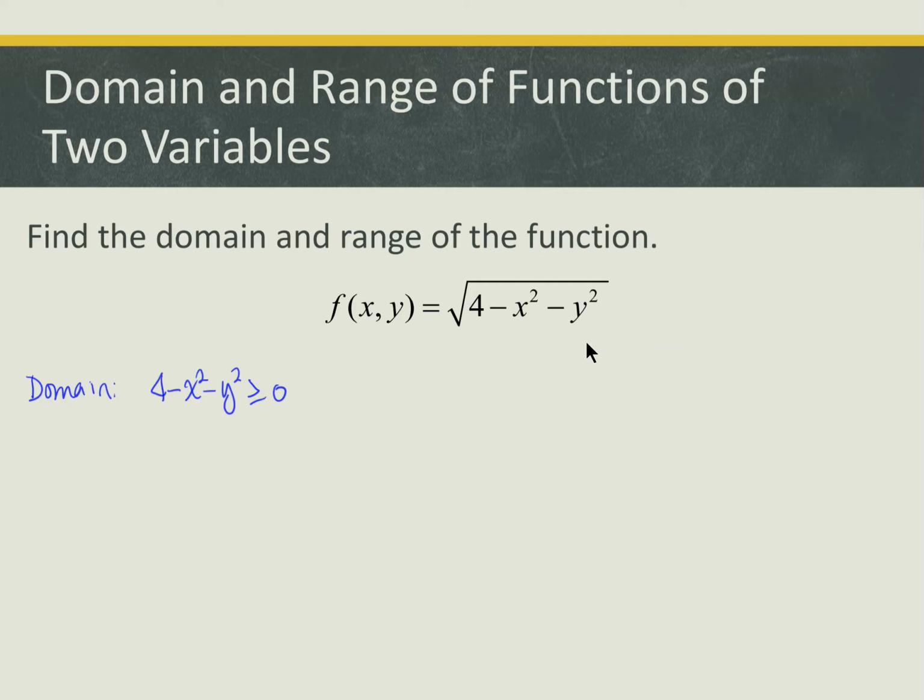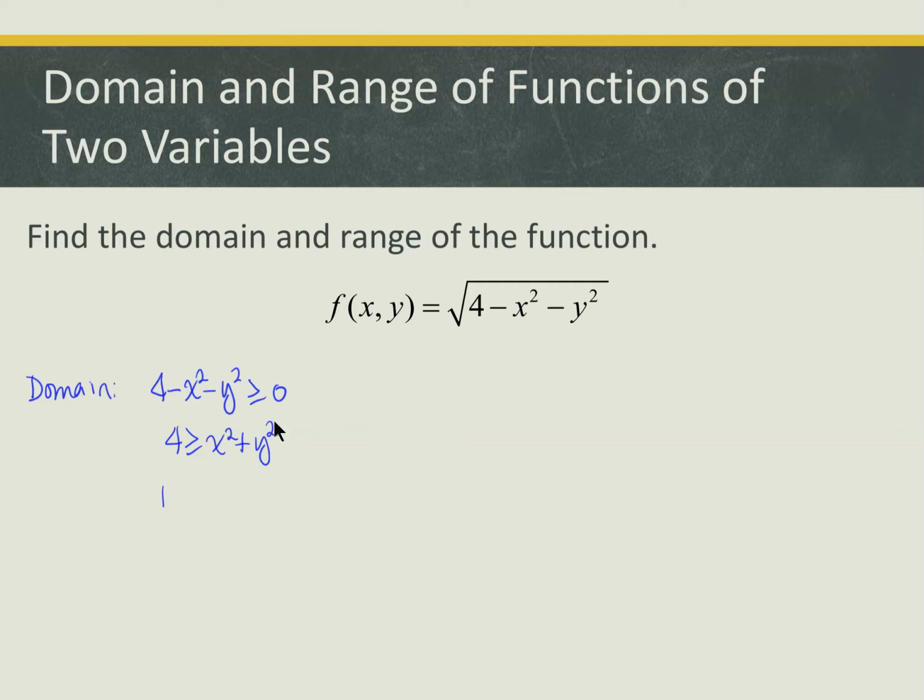Now, you may not recognize what this looks like in the xy plane in this form. So let's go ahead and add x squared and y squared to the right hand side of the inequality. So we end up with 4 is greater than or equal to x squared plus y squared.